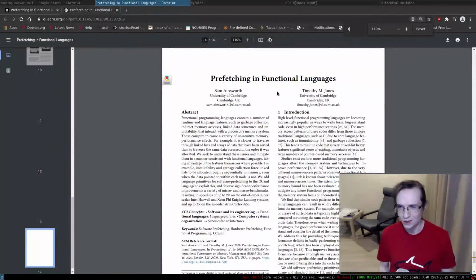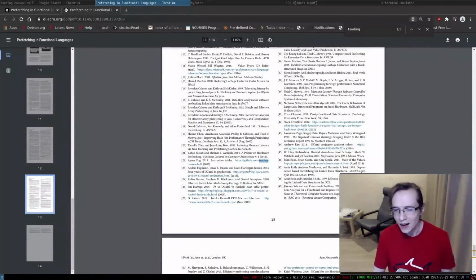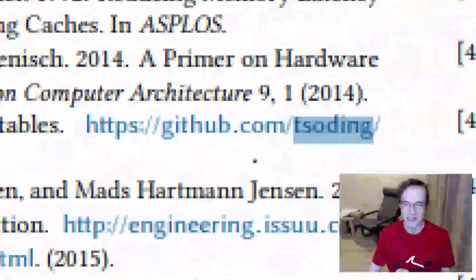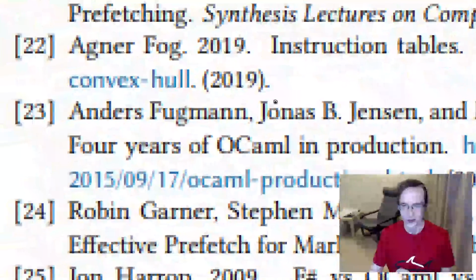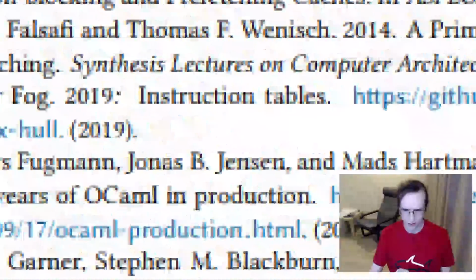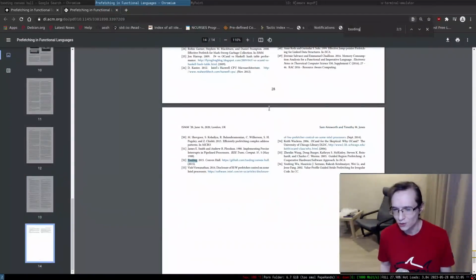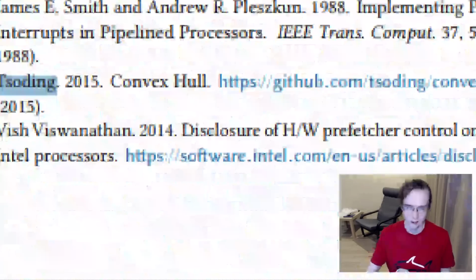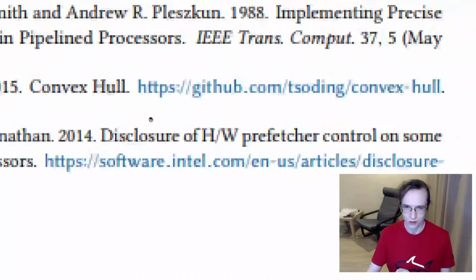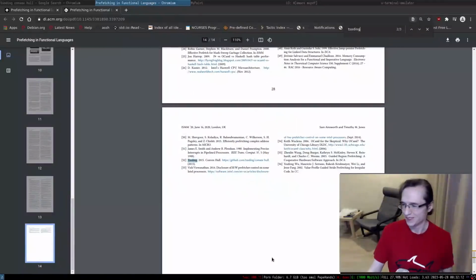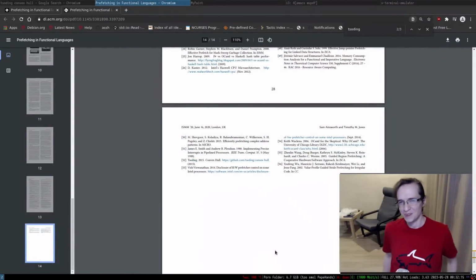Professional functional languages. And if you search for Tsoding, yeah. Look at that, github.com Tsoding convex hull. But it actually refers to Agner Fog instruction. I don't know what the hell that is. And I think I was mentioned like twice in there. So this is the proper credit, right? Tsoding 2015 convex hull. Right, so isn't that cool?